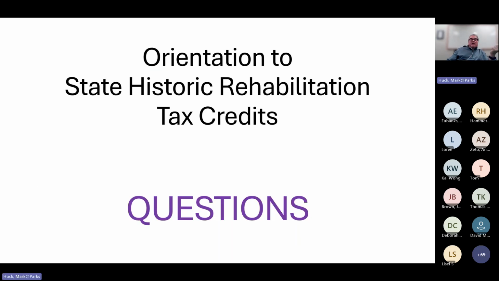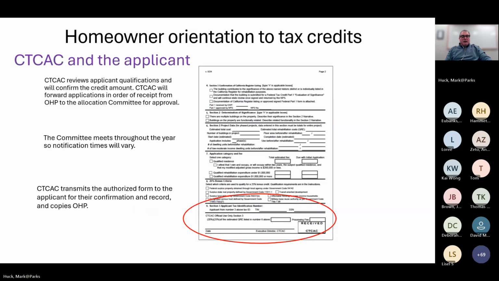That completes the orientation. It's a general orientation. So if you have questions, there is a question and answer box. Before I do that, I'm going to go back to CTCAC and the applicant. We have CTCAC representatives here with us. It's Ricky Hammett and Anthony Zito. I'm sorry, I should have introduced them in the beginning. But do Ricky or Anthony have anything to add to that?